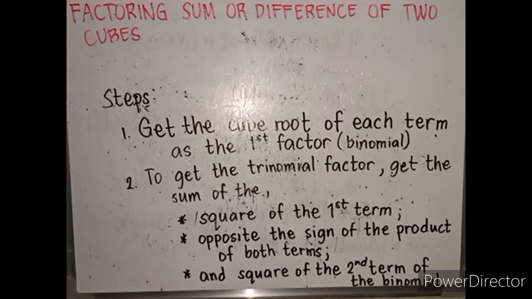Okay? To get the trinomial factor, get the sum of the square of the first term, and then opposite the sign of the product of both terms. So, imumultiply sila pero kabaligtaran lang ng sign. And then, the square of the second term of the binomial. So, pagbabasihan natin yung binomial para makakreate tayo ng trinomial factor.